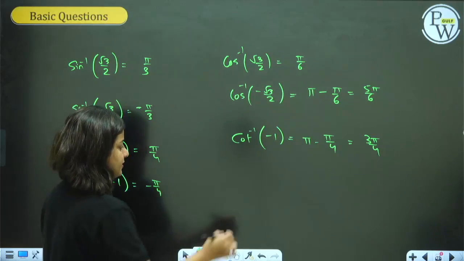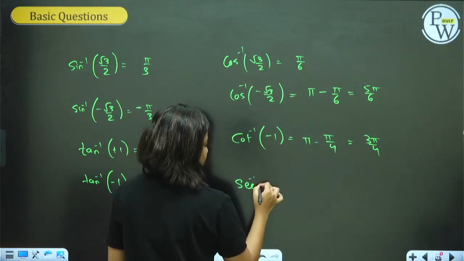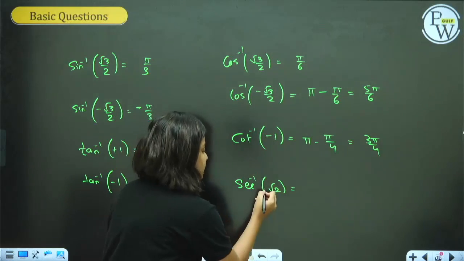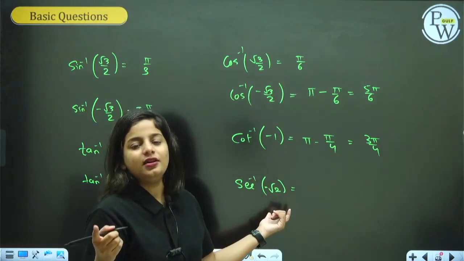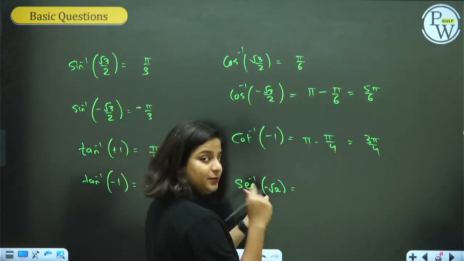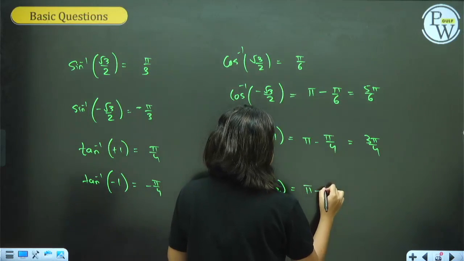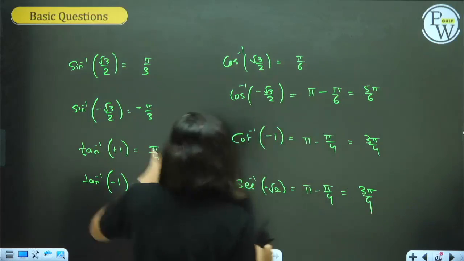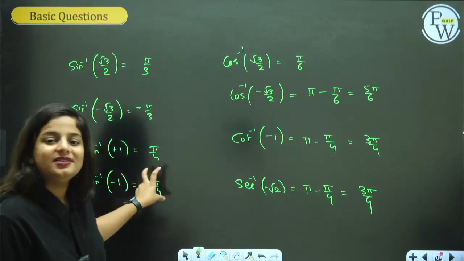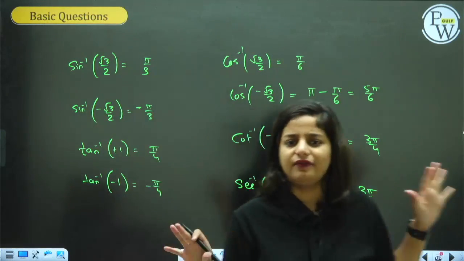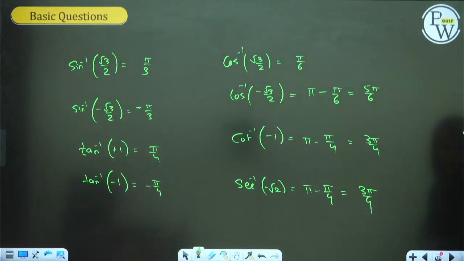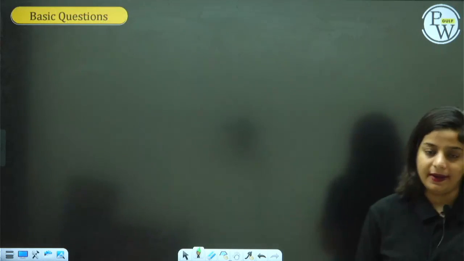Alright. Similarly, if you have sec inverse of minus root 2. When is the value of sec equal to root 2? 45 degrees. But because there is a minus sign, pi minus pi by 4. This is again 3 pi by 4. So always in family 1, whenever there is a negative sign, you bring out the negative very easily. But in family 2, a negative sign means you will call upon a pi.